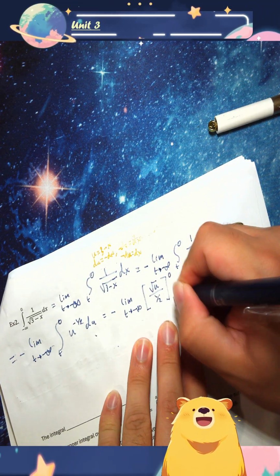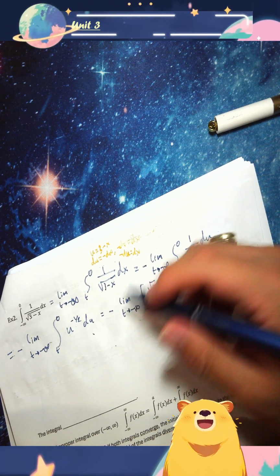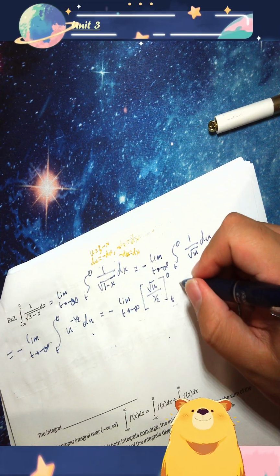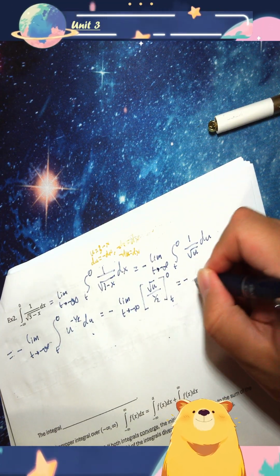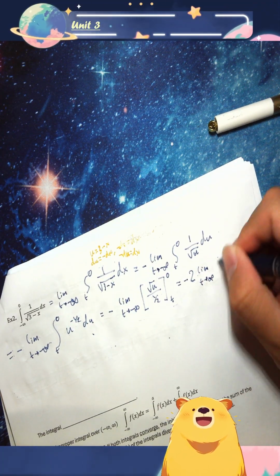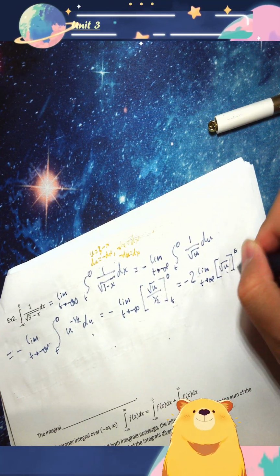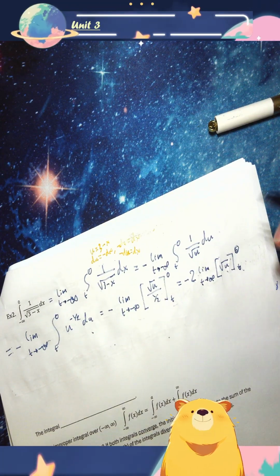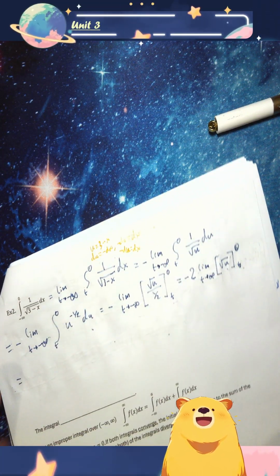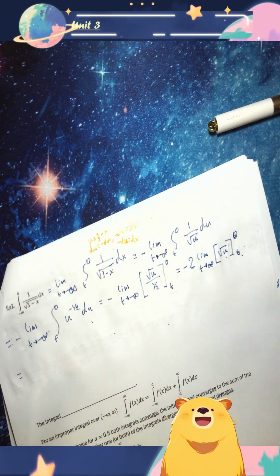From 0 to t. I'm going to let that escape. So it'll be a negative 2 times the limit as t goes towards infinity of the square root of u from 0 to t. And then I'm going to plug u back in. Hi, sorry. I keep forgetting to look at the camera.